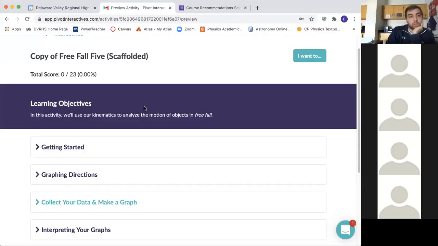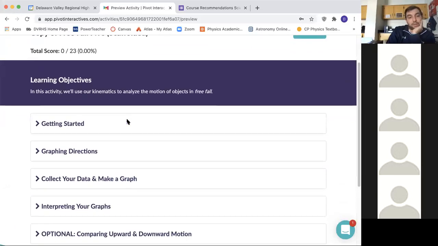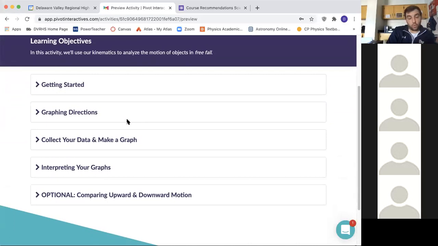I'm going to give you guys a minute to get in, but I did just share the lab, and this is what it looks like. It's a little shorter than the previous one. We will be doing this optional section here, and I'm just going to show you guys how to get started and get going collecting your data.